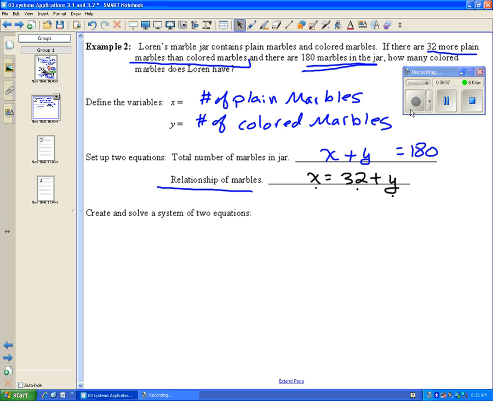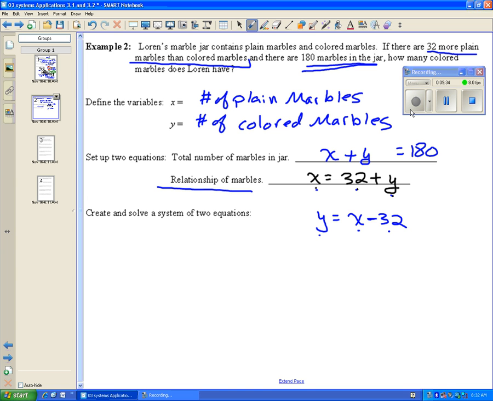I can also think about saying that if I have the number of plain, I can subtract 32 to get the number of colored. Either of these two equations are going to work. It doesn't matter which one I choose, but don't get your variables mixed up the way that I did. X is plain, Y is colored. So the number of colored plus 32 equals the number of plain. Or if I start with the number of plain minus 32, that gives me the number of colored. Make sure that you get that straight when you set up your equation.